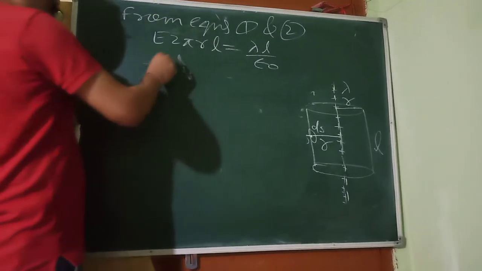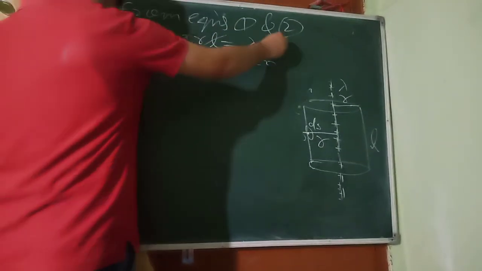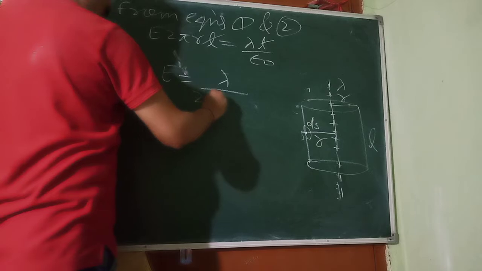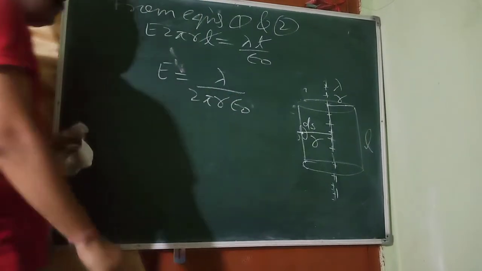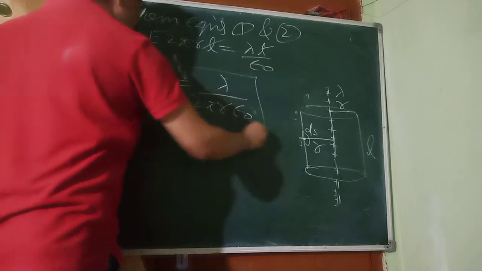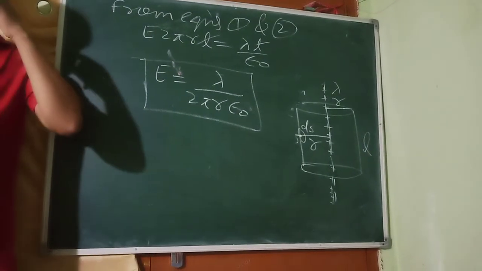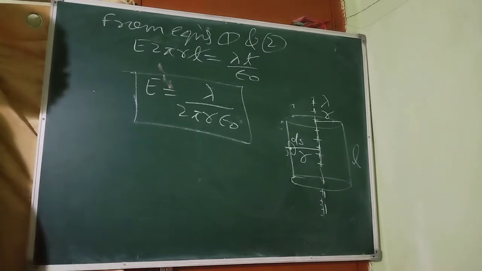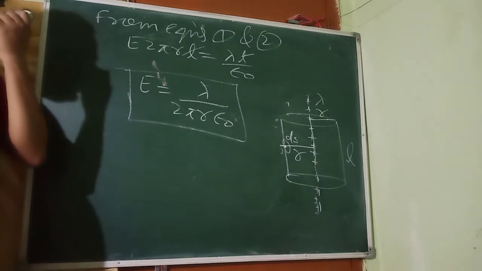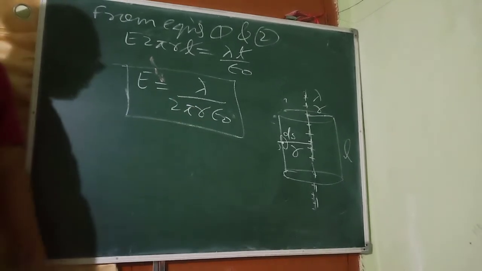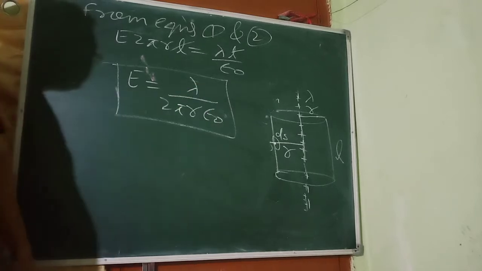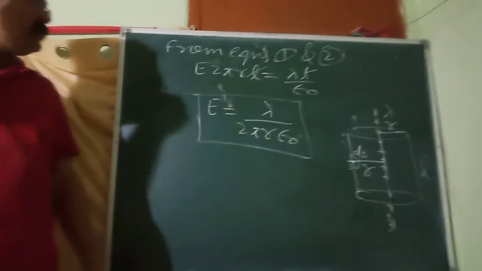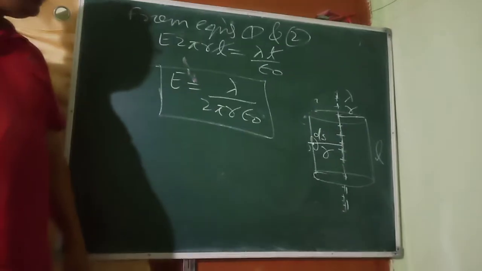From here, first we can cancel L. Next we can take the other things to that side. So we get E equal to lambda by 2 pi r epsilon naught. This is the expression for electric field due to an infinite, uniformly charged straight long wire at a distance r from it. Only the distance and linear charge density appear here. This is the magnitude of the electric field intensity.